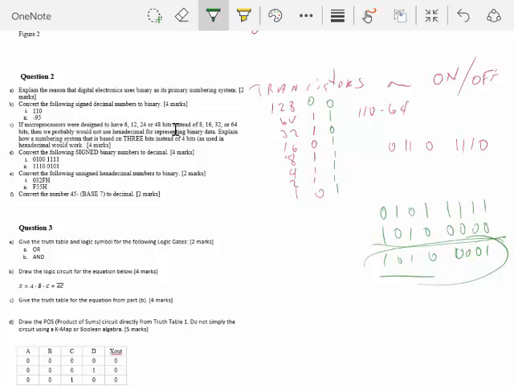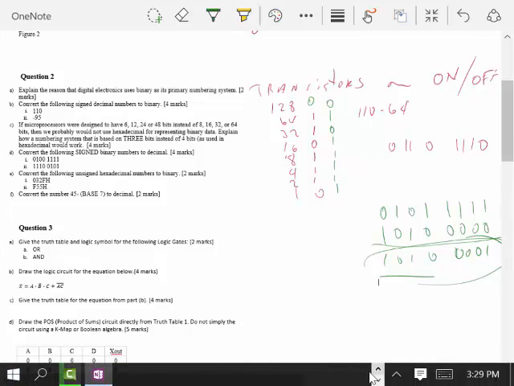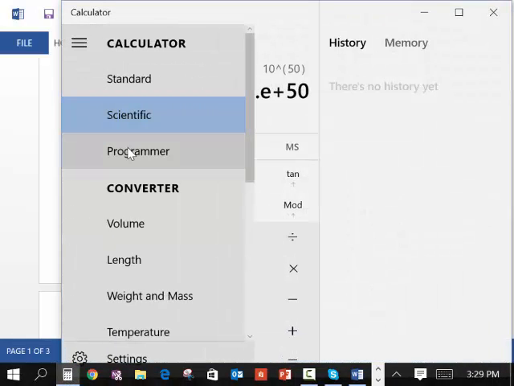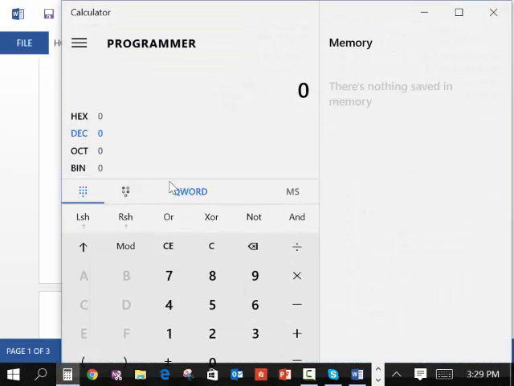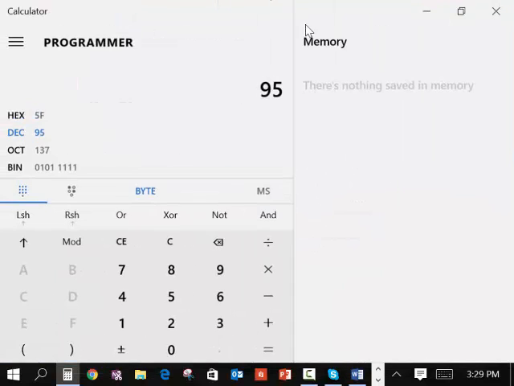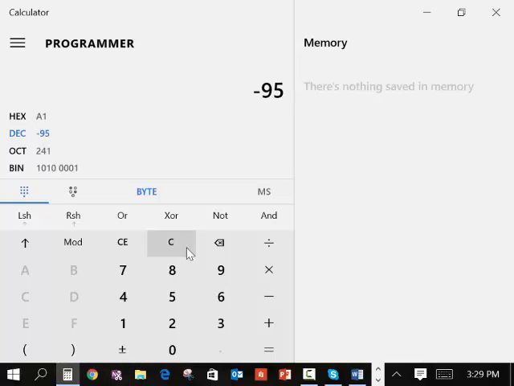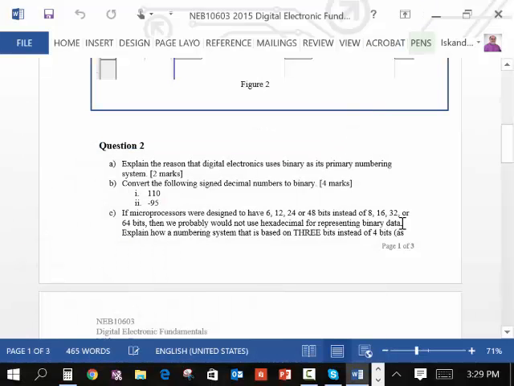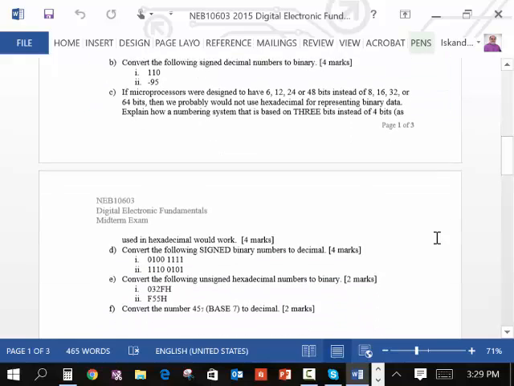Right. That is the right answer that you would get there. And if I use the Windows calculator right there, which may or may not work for this, convert that to programmer. We put this to byte in order to get that to work. And we say that it's 95, plus minus. And there's our 1010001 right there. So that's the process right there.